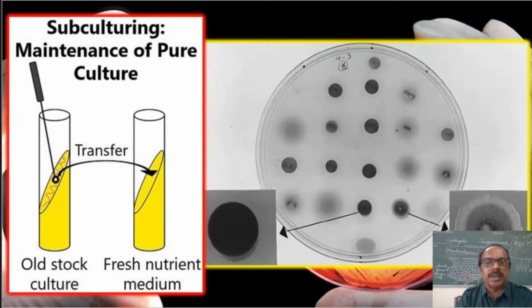This is what is happening. This is what you're seeing, subculturing, on the screen here. You have an old stock culture, and from there, by using an inoculation loop, you are transferring onto a fresh medium, onto a different slant.